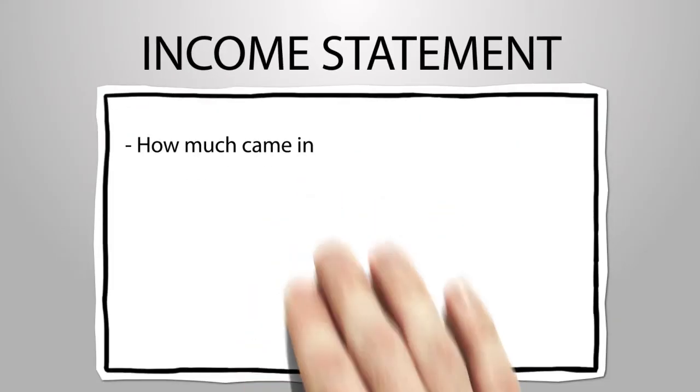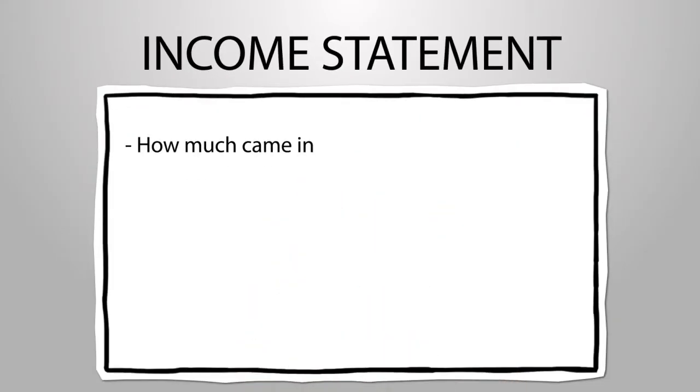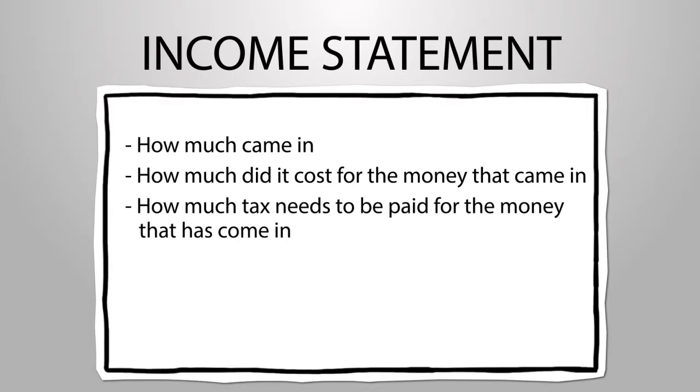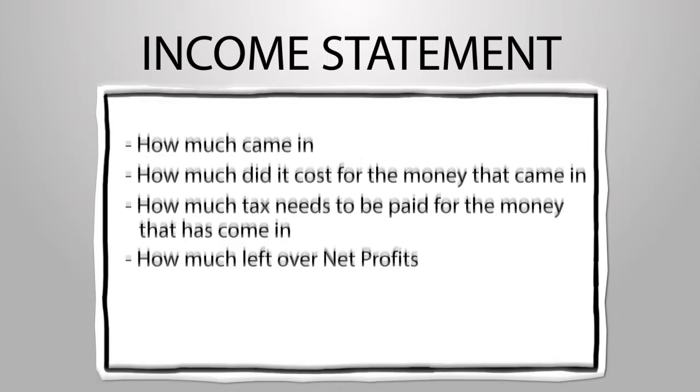Starting with the income statement, it tells us how much money came into the business and how much money it cost in order for that money to come into the business through sales, advertising, etc. How much money needs to be paid on the money that has come in, this is the tax, and how much money is left over, this is expressed as net profits.